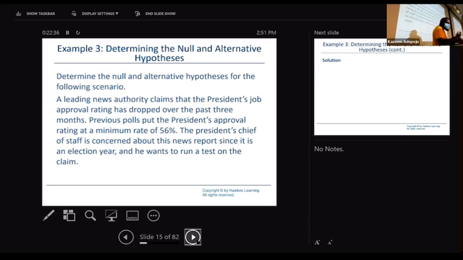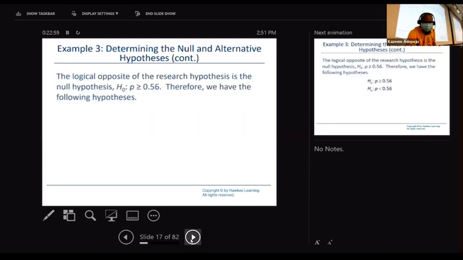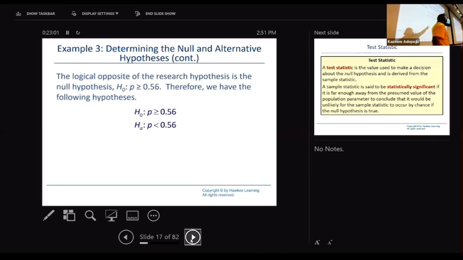but now they observe that it has dropped, right? The president's chief of staff is concerned about this news report since it is an election year, and they want to run a test on the claim. What is the claim here? The claim is going to be in the alternative because they say it has dropped. If I want to specify that, this is what I'm going to have in the alternative: a less than. In the null hypothesis, I'm going to have the direct opposite of that.